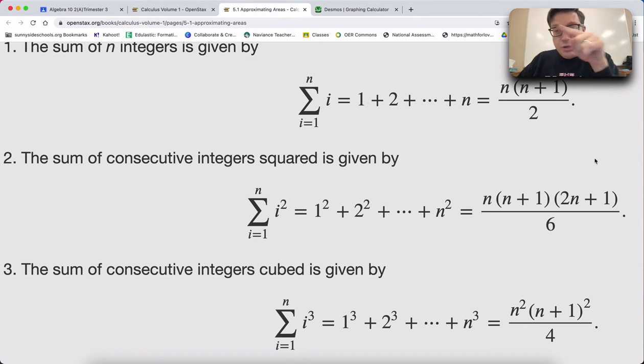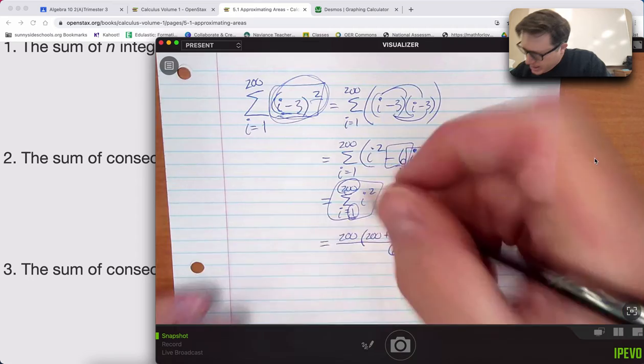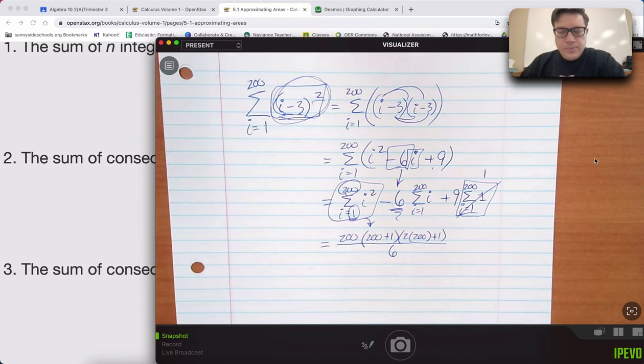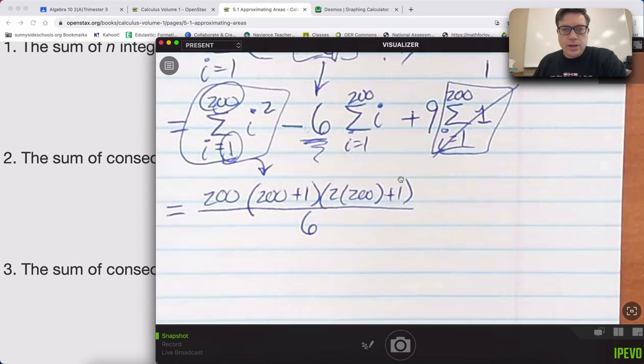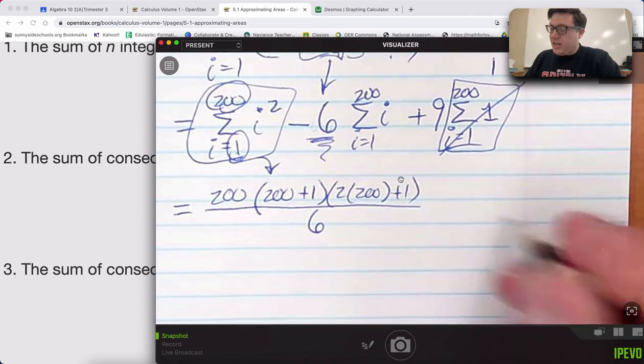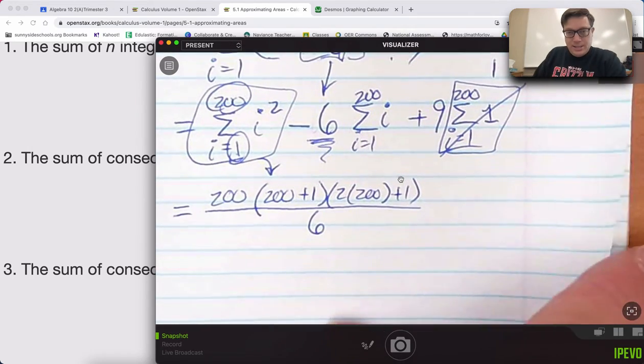n is doing the job of 200. 200 times 200 plus 1 times 2 times 200 plus 1. All of that is divided by 6. That's this expression. If you can't see it, let me see if I can zoom in for you. Okay. Then we take and we subtract 6. We got to do that part.